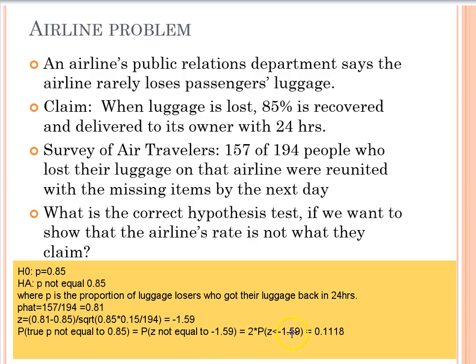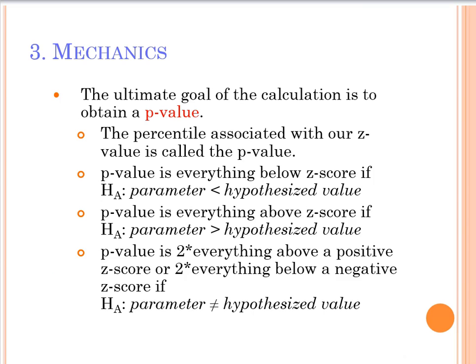And this z probability here, that z is less than negative 1.59, you can use your z-tables for, and you could use a z-calculator. And when you find that and times it by 2, we get a p-value of 0.1118.